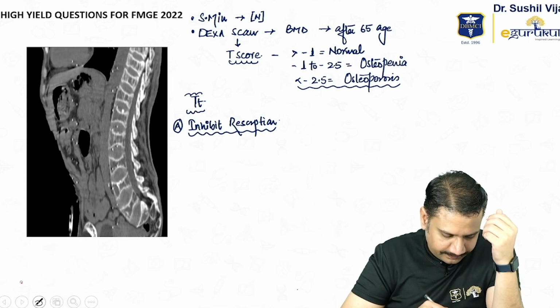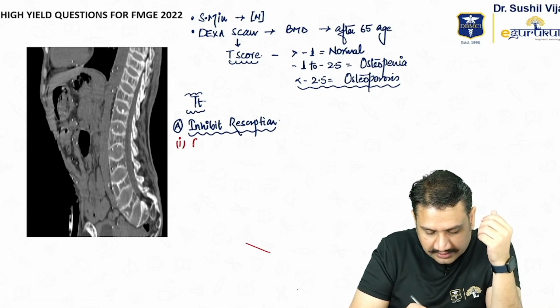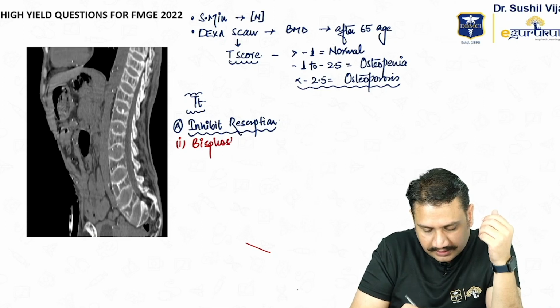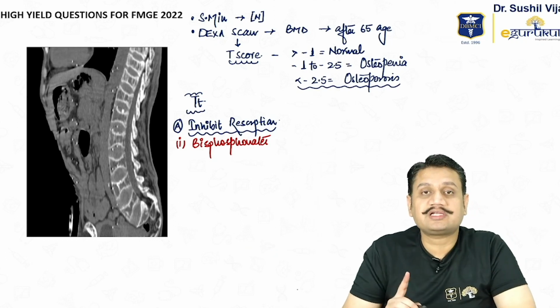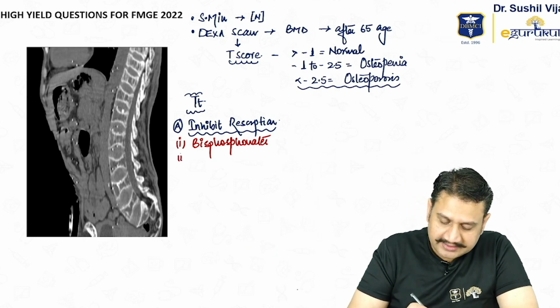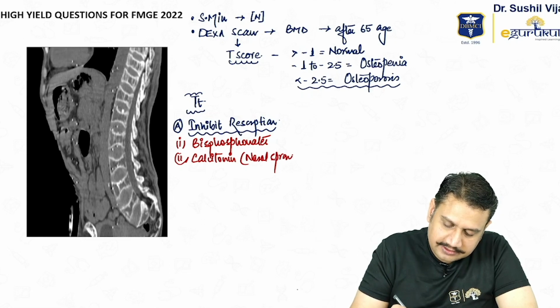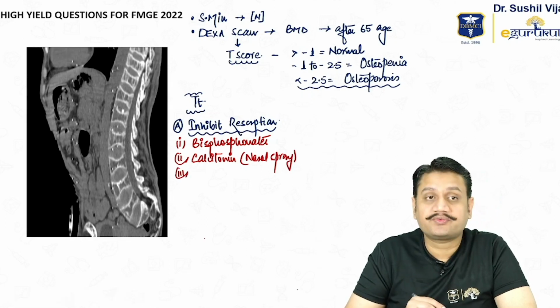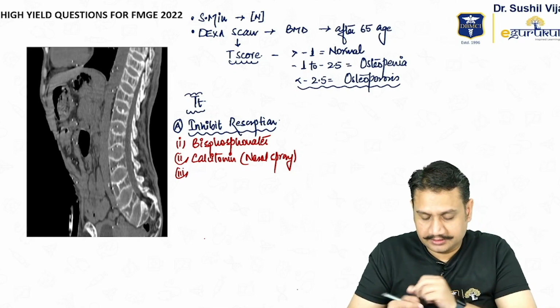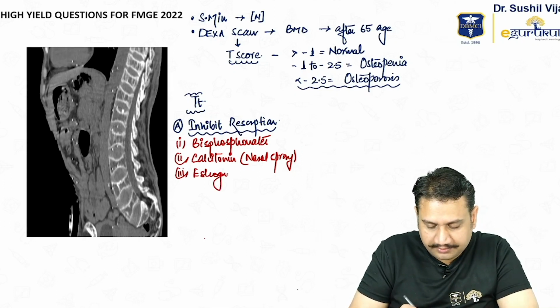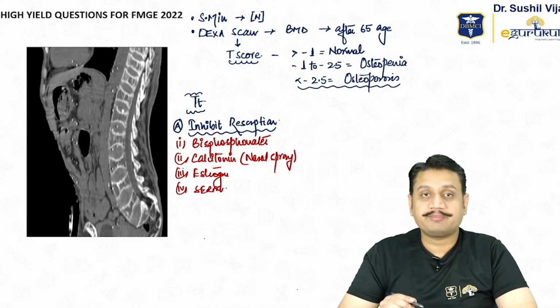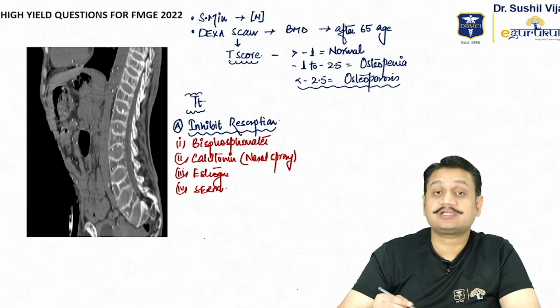number one, the most important ones, are the bisphosphonates. Always remember that bisphosphonates are usually the first line of management in any osteoporosis patient. Second one is calcitonin. It is a nasal spray. Okay, calcitonin is available as a nasal spray. Number three, it is estrogens, and number 4 is selective estrogen receptor modulator. So please remember the 4 categories of medical management which inhibit the resorption of the bone.